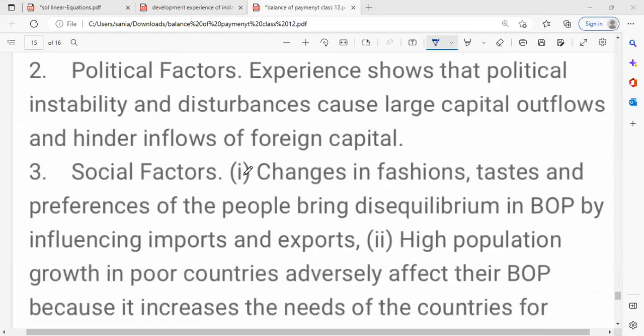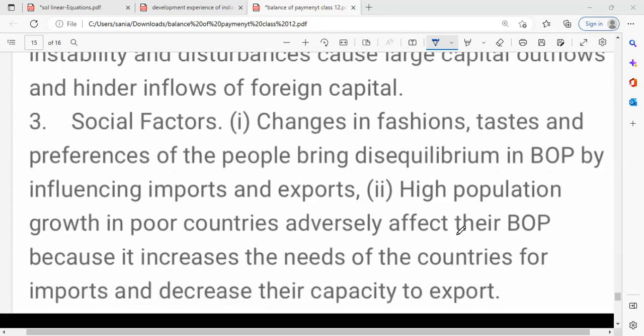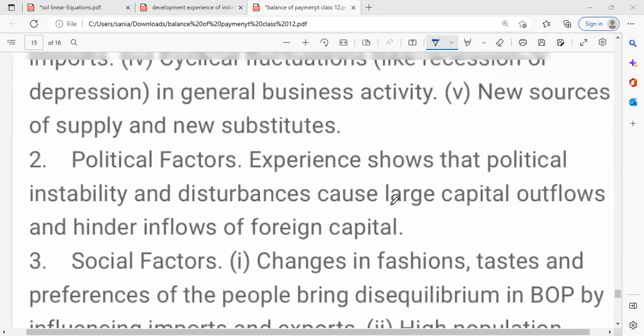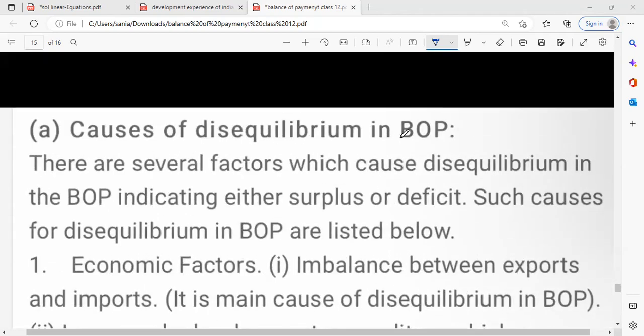Then social factors, like change in fashion and taste. You can see that others are following the latest trend, so you will purchase it from there. Plus high population means, for example, in your country you have 10 televisions for 10 people, but now your population is 20, and you still have only 10 televisions. So now what will those 10 people do? They will purchase it from some other country, right? So these are basically the things which lead to disequilibrium in the BOP. Clear?